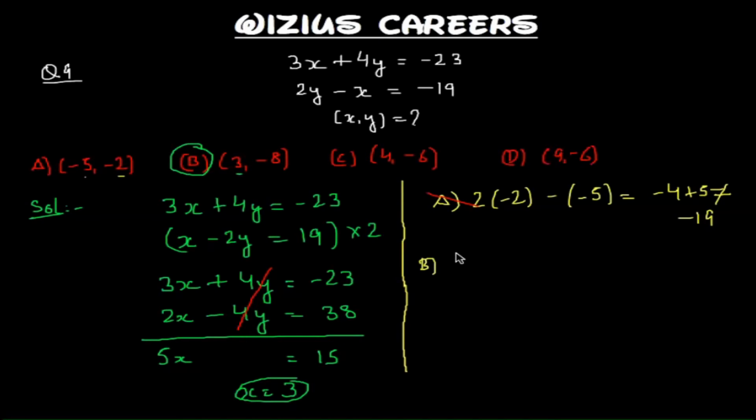Now we put in answer choice B, which is 3, negative 8. If we put this in the equation, it becomes 2 times negative 8, minus 3, and that makes it negative 16 minus 3, which is equal to negative 19. And because we know that on the SAT there can only be one correct answer for each question, we have B as the answer, because if it works, the others will not.